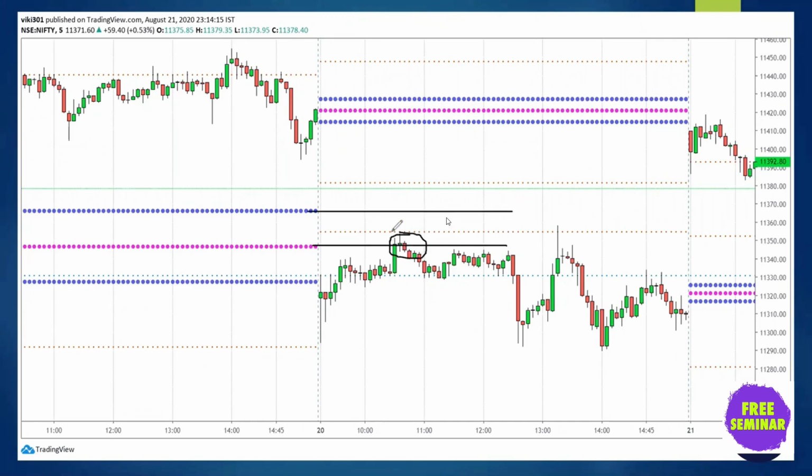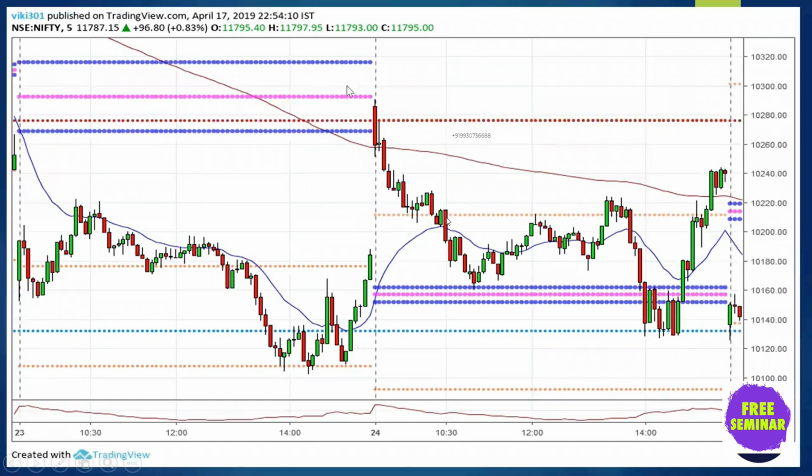So you should have shorted here near the central pivot of virgin CPR. You could have kept your stop loss above that top CPR. Take profit at the day's low or 2R, wherever it is. So that is what virgin CPR is. That means don't go long even though you see a bullish candle. Wait for a bearish candle to short. And you can see that 20th also had a virgin CPR. Next day what happened? You can see that market came here, started facing resistance and started going down. So that is virgin CPR.